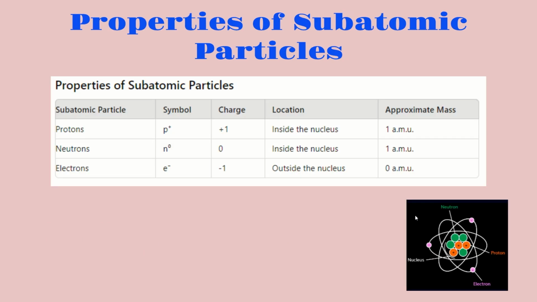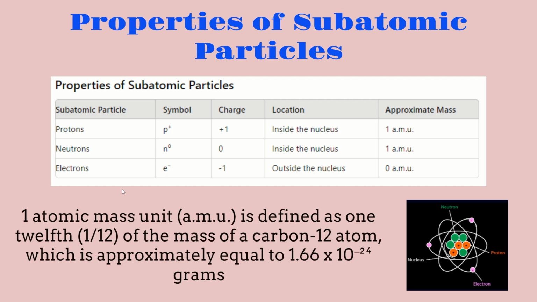So now for the properties of subatomic particles. We can see here that there is a table. Inside of this table, we're going to talk specifically about the protons, neutrons, and electrons. For the protons, the symbol is P+, and the reason why there's a plus is because the charge is +1. The location of the proton is inside of the nucleus, and the approximate mass is 1 AMU. We're going to explain what 1 AMU is in just a little bit. For the second one, neutrons, the symbol is N0, and the reason why it's 0 is because it has no charge. So it has a charge of 0. The location is inside the nucleus, and the approximate mass is 1 AMU again. And finally, for the electrons, the symbol is E-, and that means it has a charge of -1, and the location is outside of the nucleus, and we know that it orbits the nucleus, and the approximate mass of it is 0.